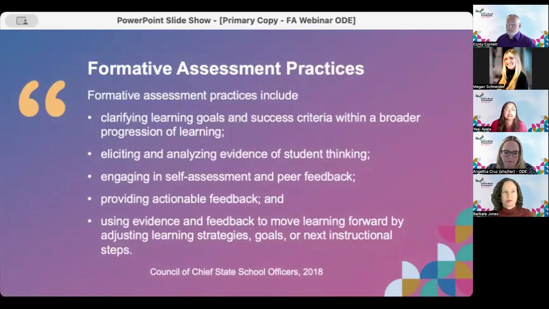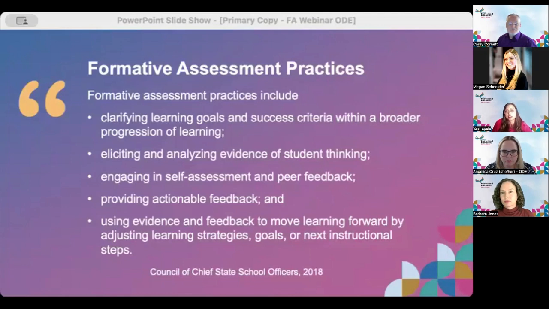So here you see a set of formative assessment practices, and these practices include the clarification of learning goals and success criteria as we think about the broader progression of learning. It includes eliciting and analyzing evidence of student thinking and learning, engaging in self-assessment and peer feedback processes, providing actionable feedback, and using evidence and feedback to move learning forward by adjusting what's next in learning. Both teachers and students are part of this process, integrating these practices in a collaborative and respectful classroom environment.